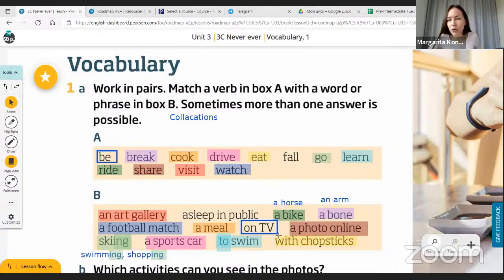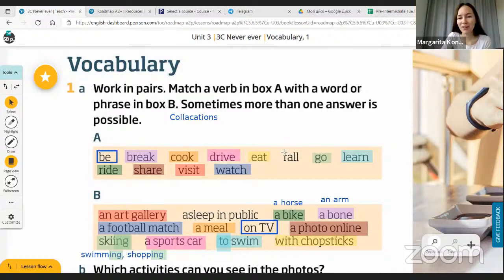Но еще может быть какая-то программа. It is on TV every, I don't know, every Friday. А можно и про себя сказать. I was on TV last week and the journalist interviewed me. Yeah? Okay, so I was on TV.